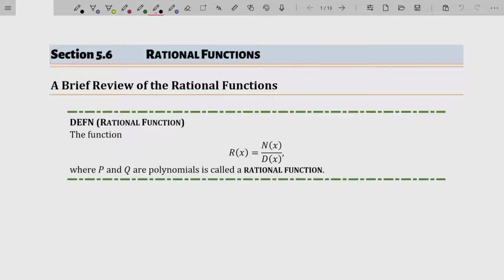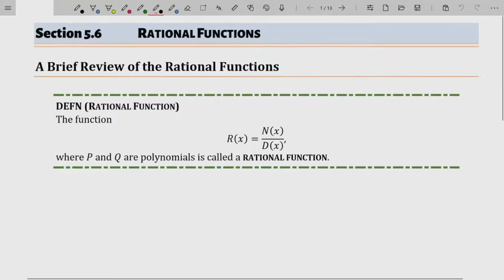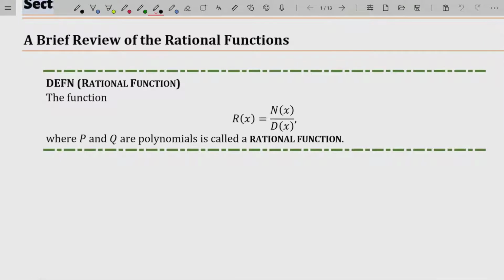So the very first one is the definition of a rational function. You should be familiar with this from your intermediate algebra course. A rational function is just a function that's a ratio of polynomials. That's really what that means. So there are a lot of different looks to rational functions, I should say. One such rational function would be something like 3x squared plus 1 over maybe negative 6x minus 2. That's a ratio of polynomials.